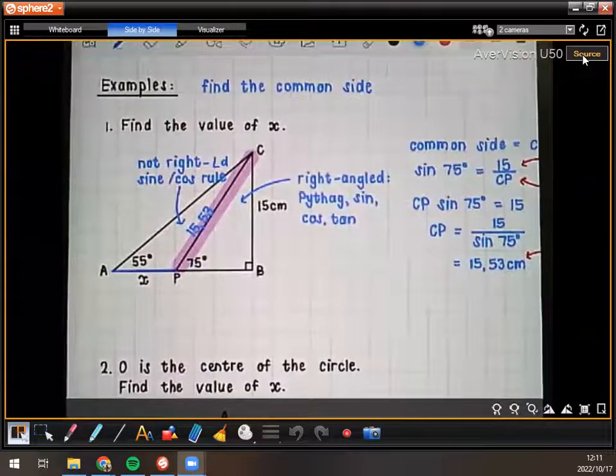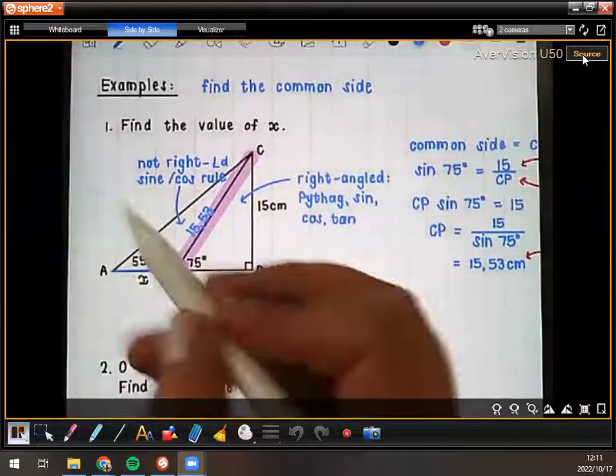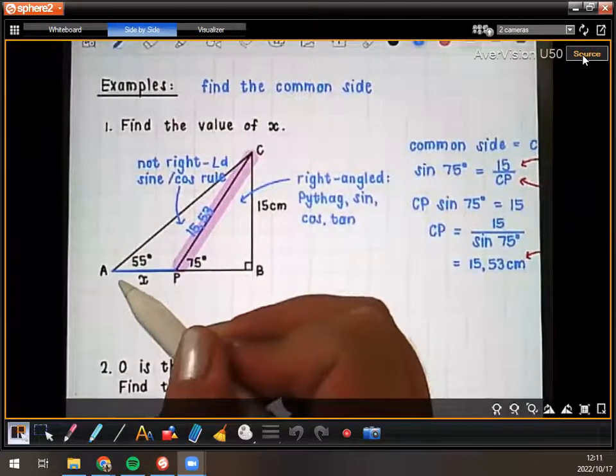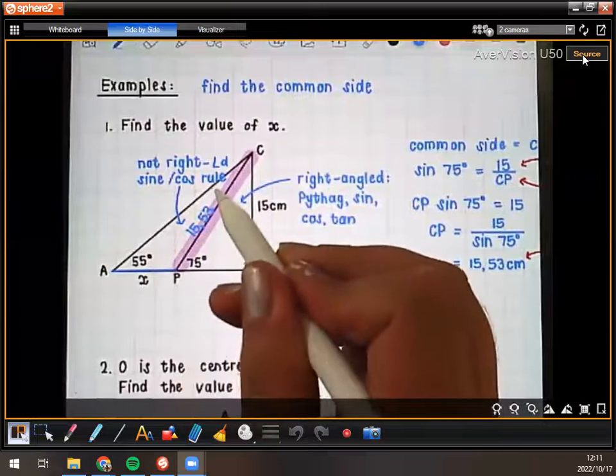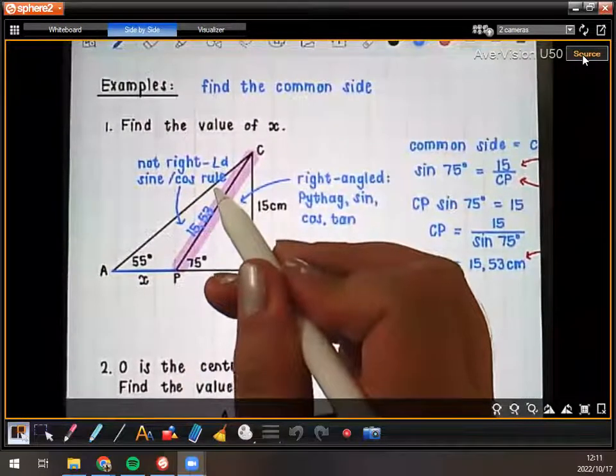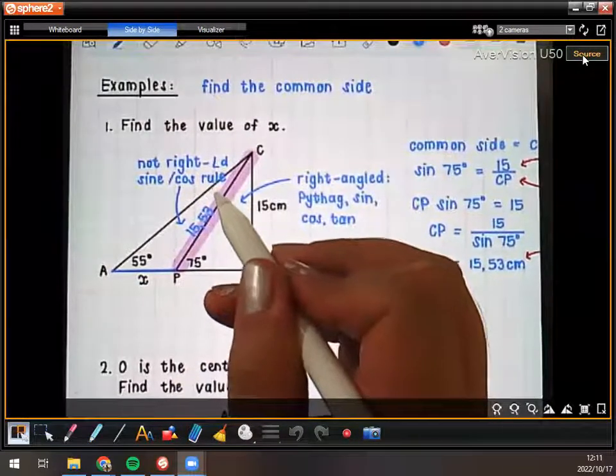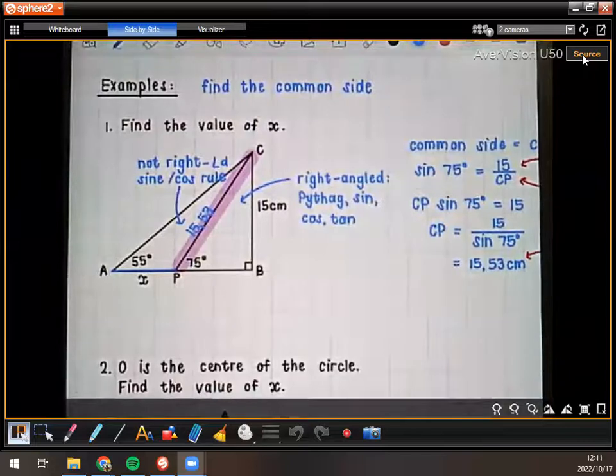Okay, what do we think? Let's see, can we use sine rule? Remember, I'm trying to find x, right? So when I use sine rule, I'm going to have to say x over sine of the opposite angle. Do I have that angle? How can I find it, guys?